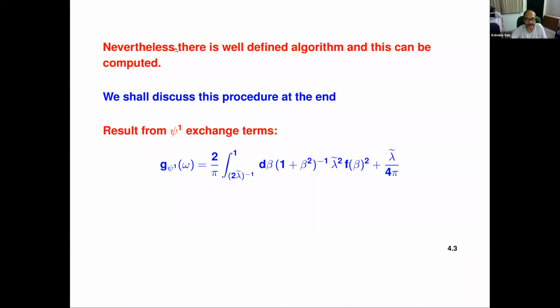So nevertheless, as I said, there's a well-defined algorithm and this can be computed. I'll try to discuss the procedure at the end because this may not be of interest to everybody. Here what I have done is to give the result from the psi1 exchange terms. Okay, and that's the result that we get.